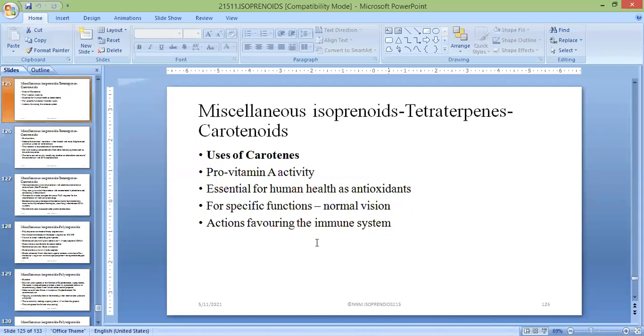Because we know carotenoids, before you form vitamin A, you have to form your beta carotene. So they are also used for that. So vitamin A and vision, they go together.